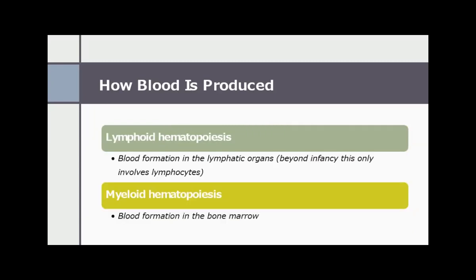Okay, so there's 2 types of hemopoiesis. You've got your lymphoid and you've got your myeloid. Lymphoid hemopoiesis means the development is happening in that lymphoid tissue. That is during fetal development. After infancy, it only refers to lymphocytes. And then you've got your myeloid hemopoiesis, which is your bone marrow. So lymphoid happens in the lymphoid tissue, myeloid happens in the bone marrow.